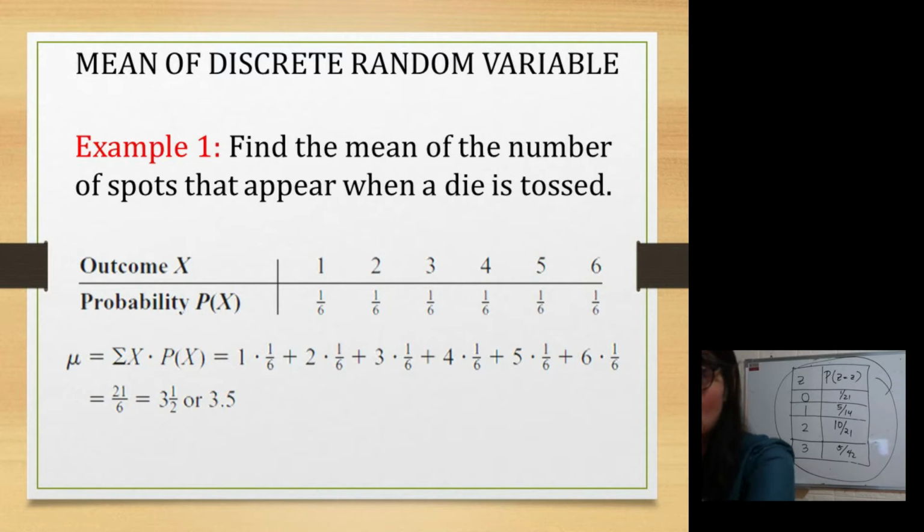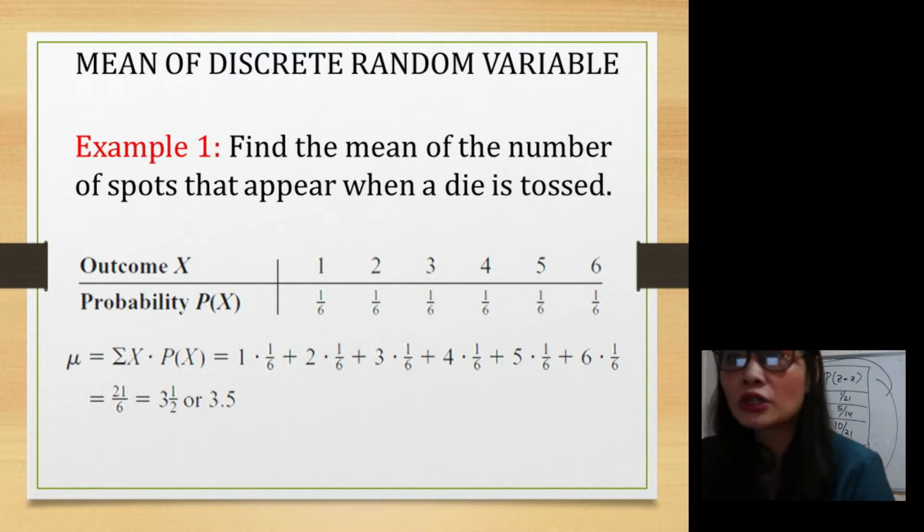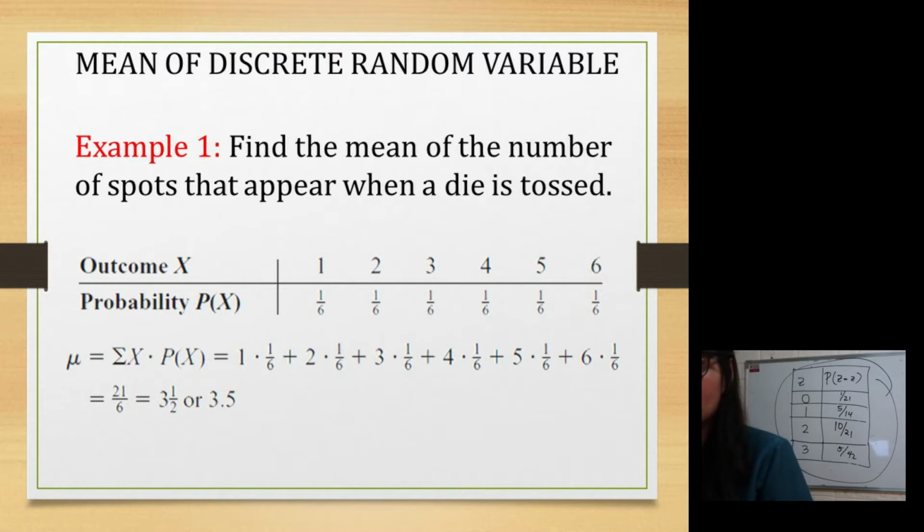So this is your probability mass function using a table. When we say outcome, you're referring to the number of spots that appear when a die is tossed. The capital X refers to that number. So what are those values? Of course, 1 to 6. Why only 1 to 6? Because we only have 6 faces: number 1, number 2, number 3, up to 6. A die is composed of 6 faces.